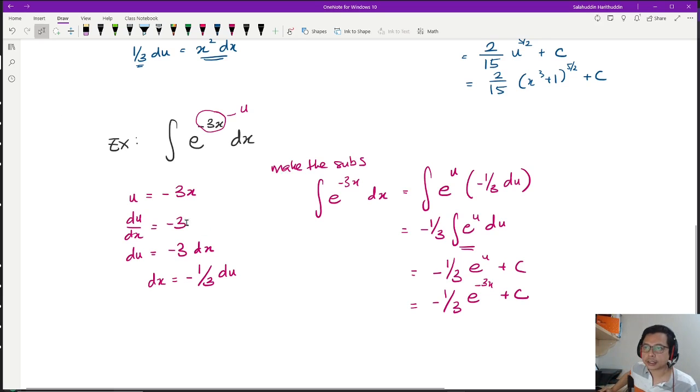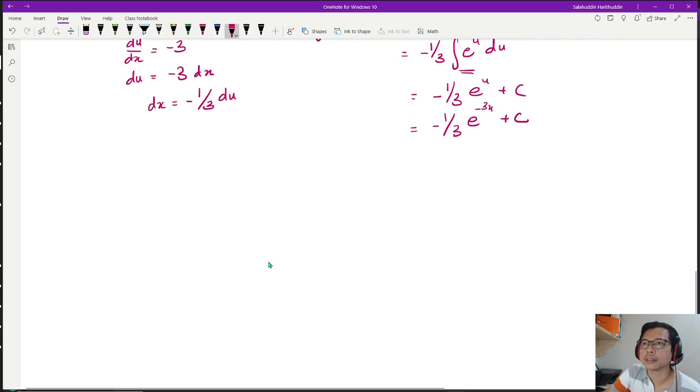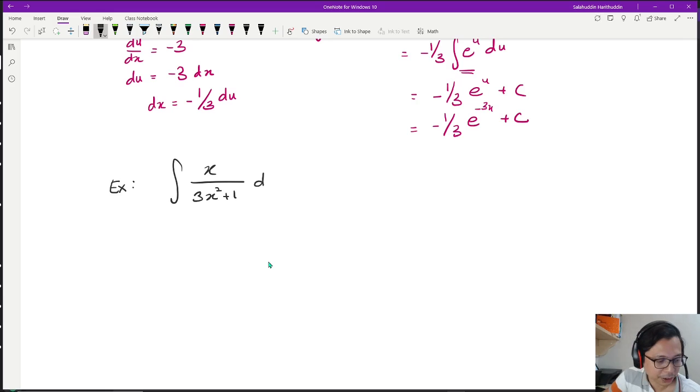Okay, so let's try something with a rational function. Let's find the integral of x over, what should I put down here? Maybe 3x cube. No, not cube. Let's try square. Don't want to complicate stuff too much. Okay, so now what's your choice of u? Can you tell me what you want the choice of u to be?